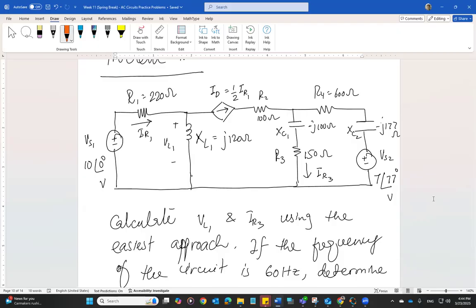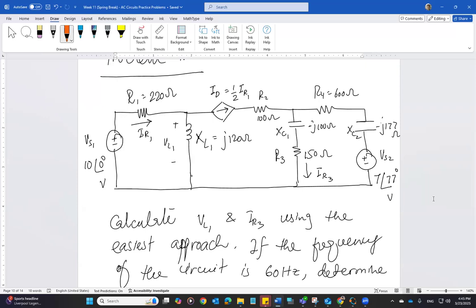Okay, the question is VL1. Of course, if you know the current passing through XL1, or if you know the voltage at that node, then you know the voltage across XL1. As far as IR3 is concerned, if you know the voltage on the top node between R4, R2, and XC1, then you can apply Ohm's law to get IR3.